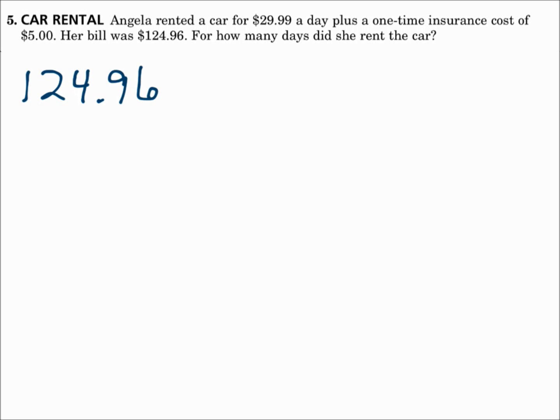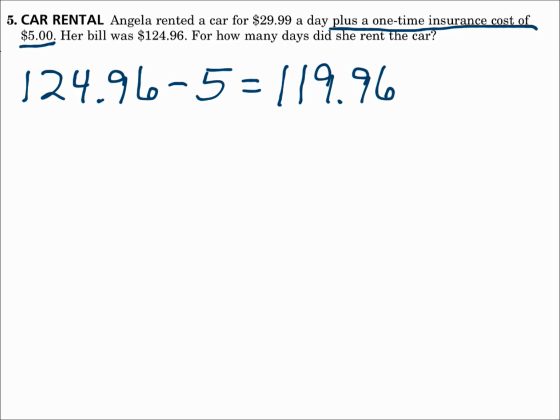The one-time insurance cost was $5. That would have been added to the bill. So do the opposite and subtract 5 from the bill, giving you $119.96. The car cost $29.99 per day. So you would multiply that by the number of days. Well, let's do the opposite and divide by $29.99, giving you 4 days.